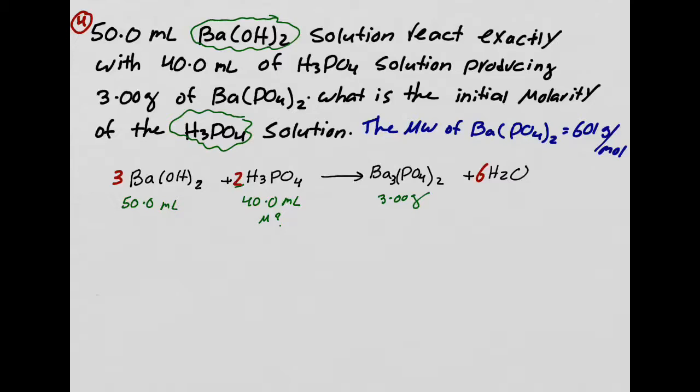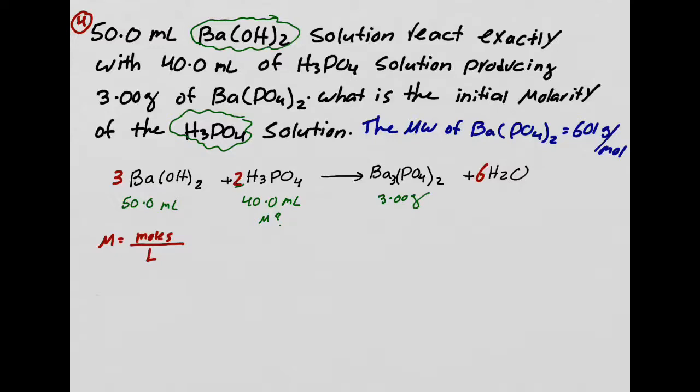Now, what is molarity again? They're asking you for the initial molarity. And the first thing I'm going to do, and we've done this so many times, I'm going to write down that I know molarity is moles per liter. And that's what they're asking you for. They're asking you for moles per liter. Okay? Now, guess what? You already know the liters for phosphoric acid. The liters is 40 ml divided by 1,000. That will give me the liters.